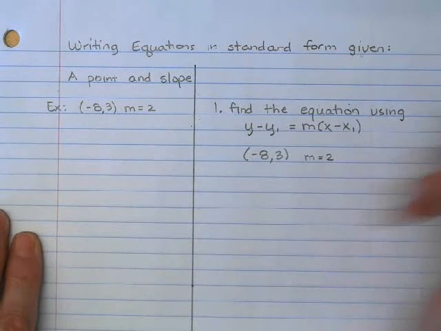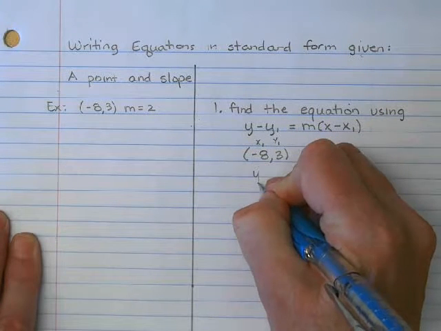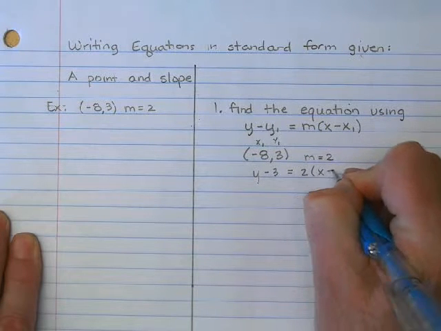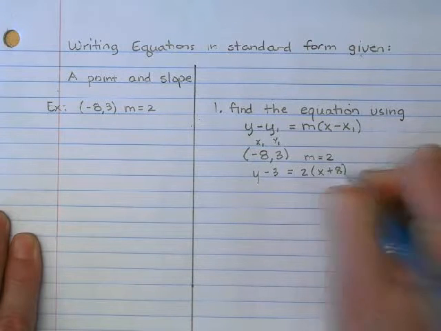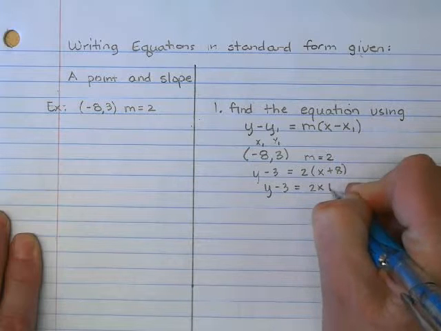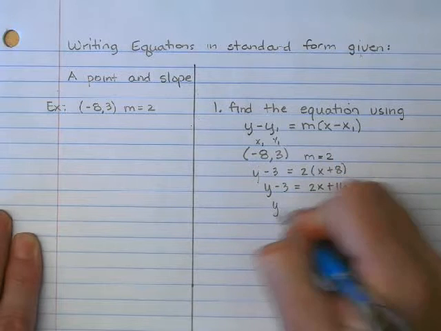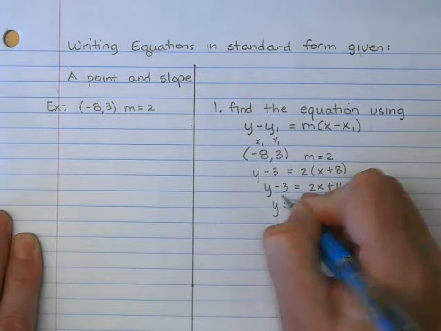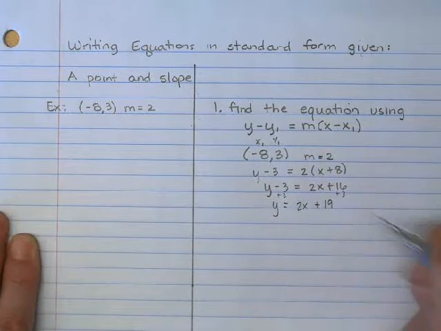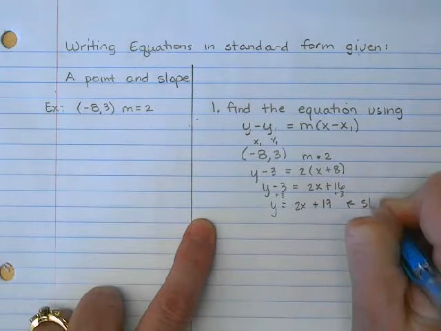Okay, so I have a point and a slope, and remember this is my x1, y1. So I'm going to go y minus y1 equals m times x minus negative 8. Okay, so I've got y minus 3 is 2x plus 16. I can add the 3 so that I get 2x plus 19. Okay, so this is in slope-intercept form.